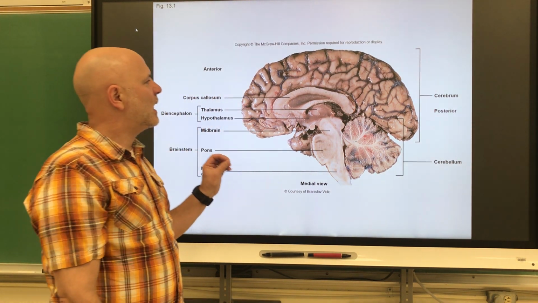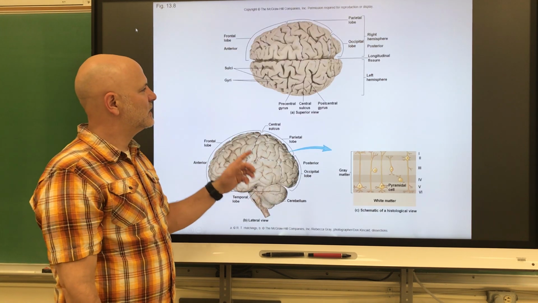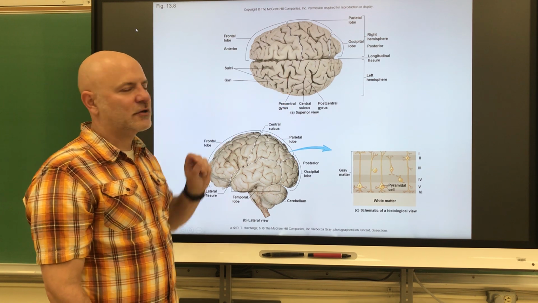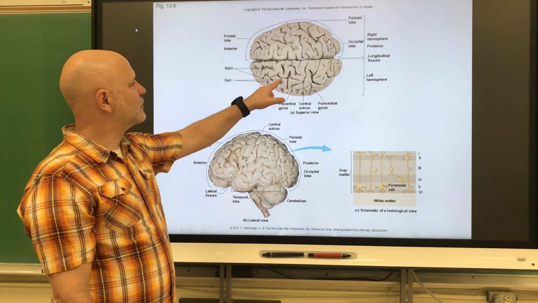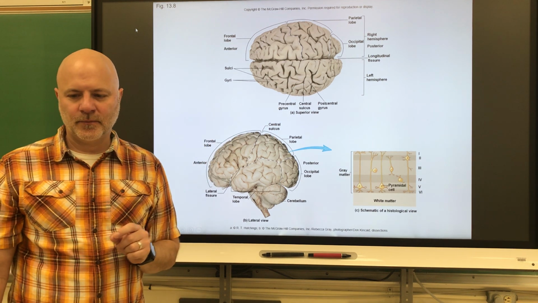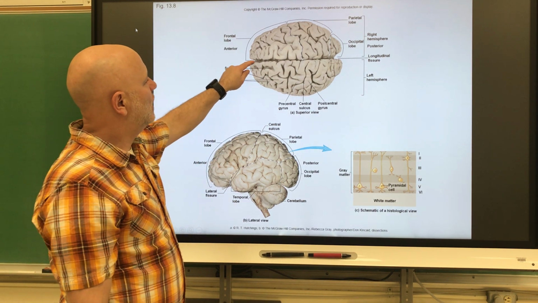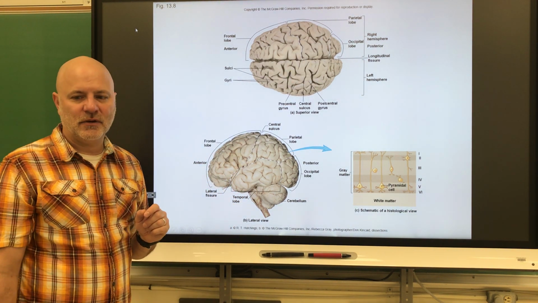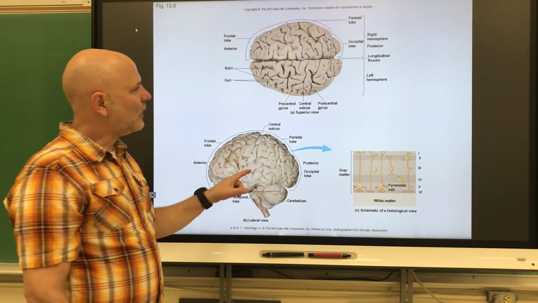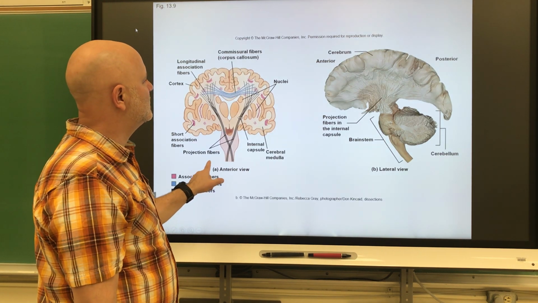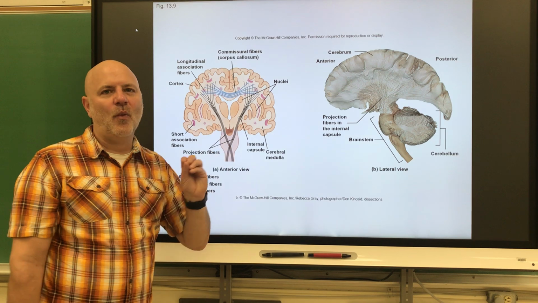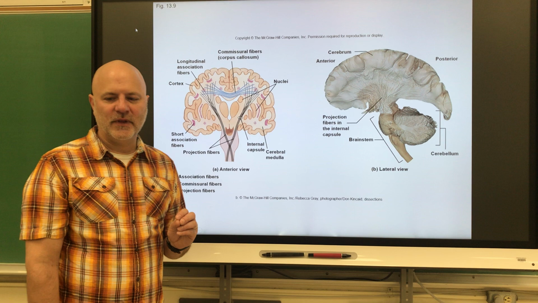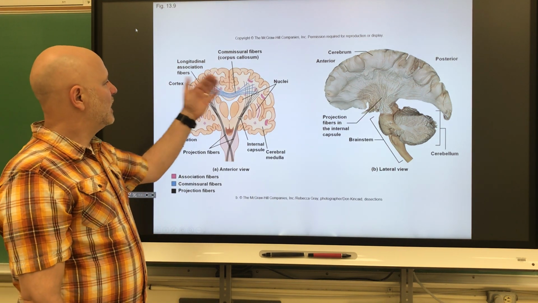Now, when we look at the cerebrum, and you can see it pretty well in this picture, you're going to see these grooves and these ridges. Those grooves are called sulci, and those ridges are called gyri. And this large groove down the middle there is known as a fissure. If we look at this next picture here, I'm going to talk about why we have all those ridges and grooves in a second. So when we look at the parts of the cerebrum, we can see this here.